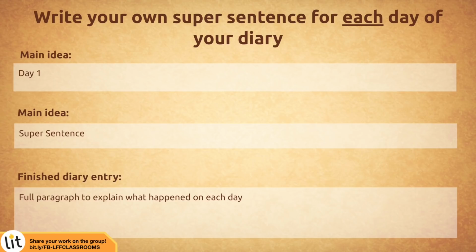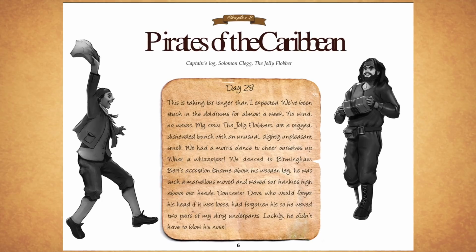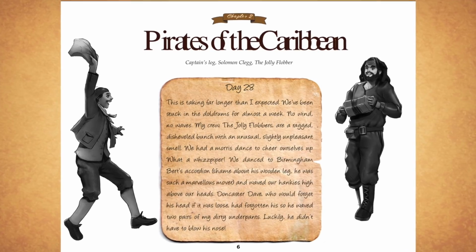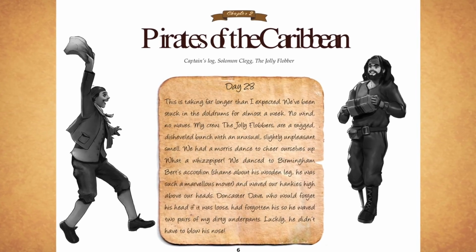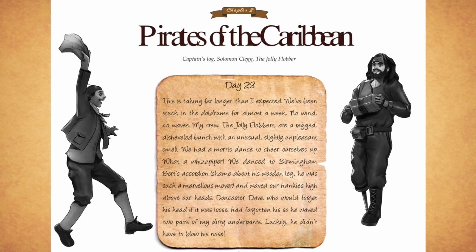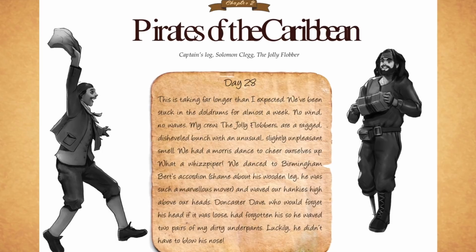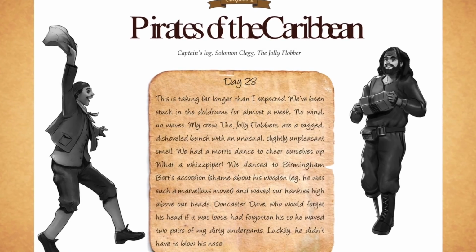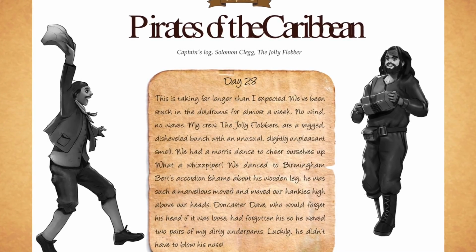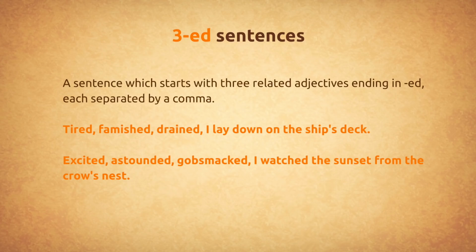And really we want you to write a full paragraph, that's like a chunk of text. But you probably want it to be 6 or more sentences really, just like Solomon Clegg's diaries were back in chapter 3. And we'd like you to write a diary entry based on your superb sentence or 2 that you wrote yesterday. And let's throw in a curveball as well. Woo! These are called 3ED sentences. 3ED. That sounds very old-fashioned, doesn't it?